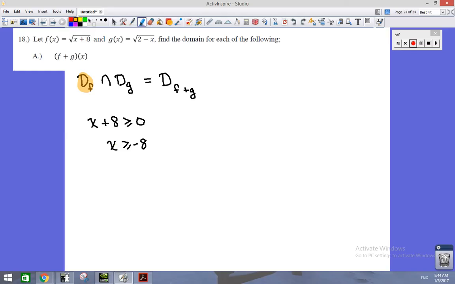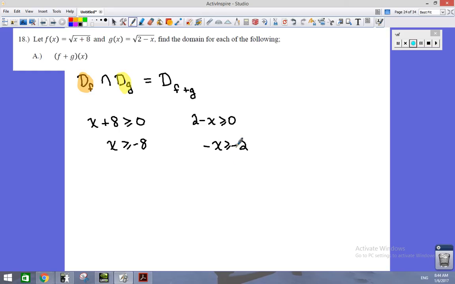Well, let's take a look at the domain of g. Again, I do not have a variable in a denominator. I do have a variable underneath the square root. So just as before, this expression 2 minus x has to be 0 or positive. It can't represent a negative number because I'm taking the square root of it within the set of real numbers.